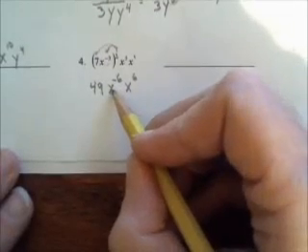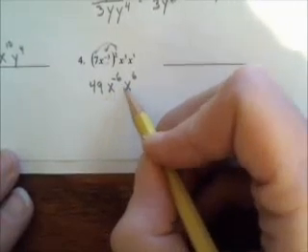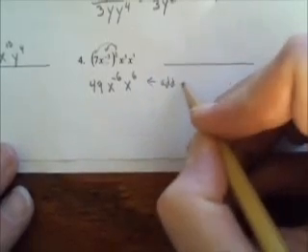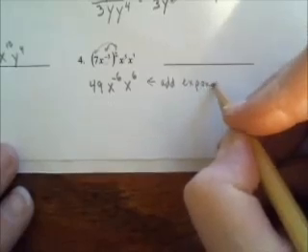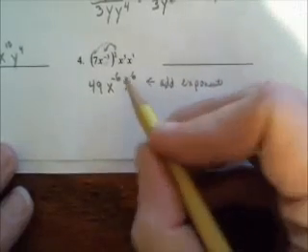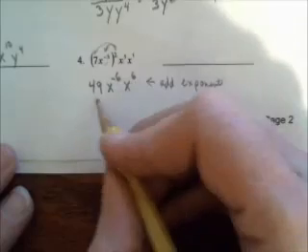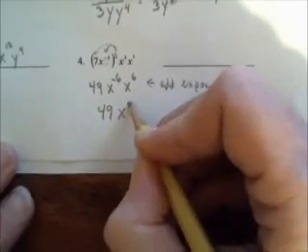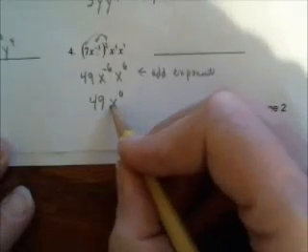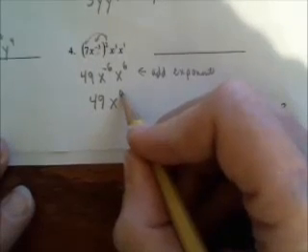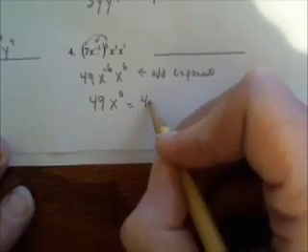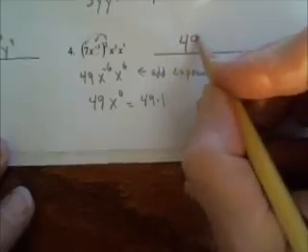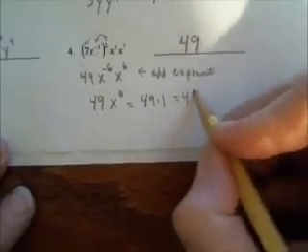Now what we have is x to the negative 6 times x to the positive 6. You are going to add the exponents like we've done in all the other examples. Well, negative 6 plus 6 is 0. So we're left with 49 times x to the 0 power. If you remember, anything to the 0 power is 1. So this leaves us with 49 times 1, which is just 49, is our final answer.